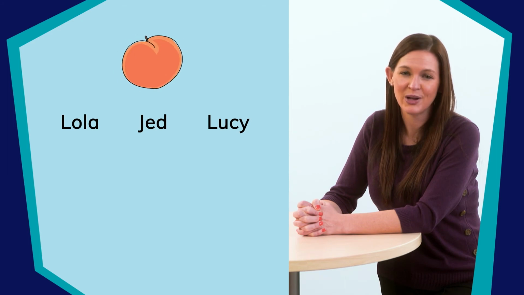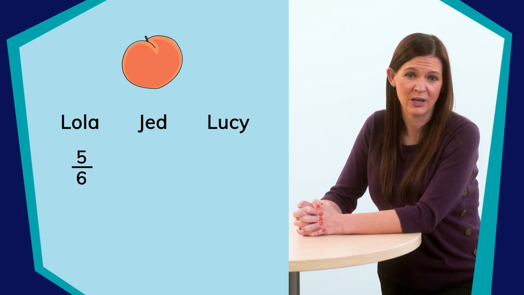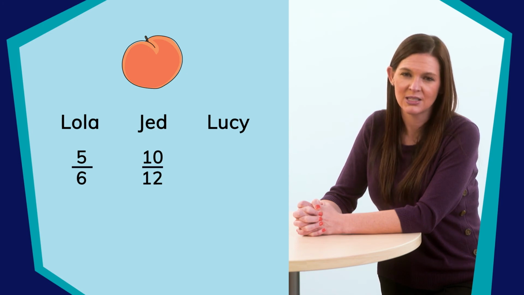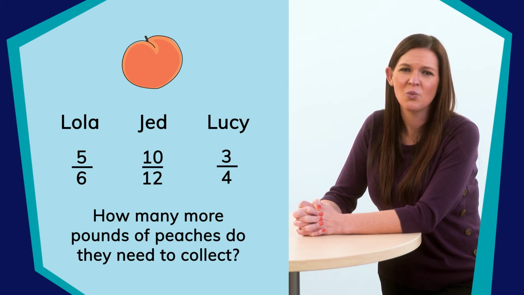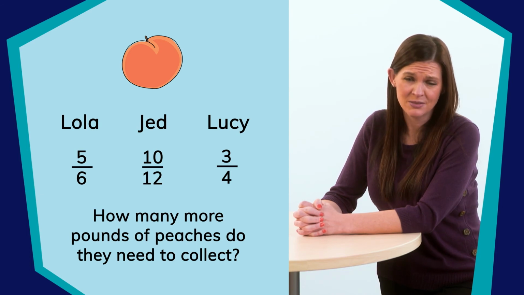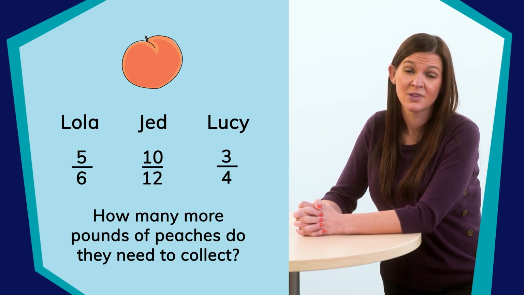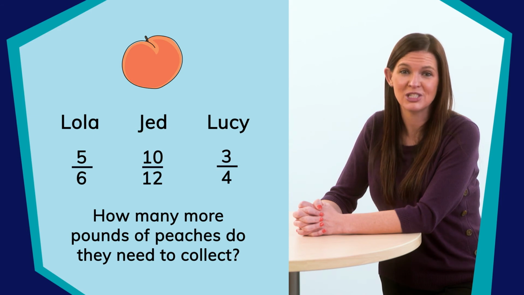Lola, Jed, and Lucy want to collect 3.5 pounds of peaches so that their grandma can make cobbler. Lola has collected 5/6 of a pound. Jed has collected 10/12 of a pound, and Lucy has collected 3/4 of a pound. How many more pounds of peaches do they need to collect? Okay, explorers, what is this problem asking us to find out? Great. How many more pounds of peaches Lola, Jed, and Lucy need to collect?